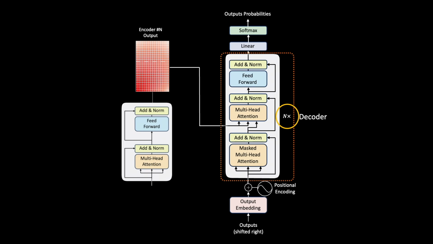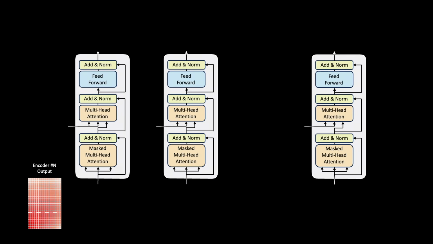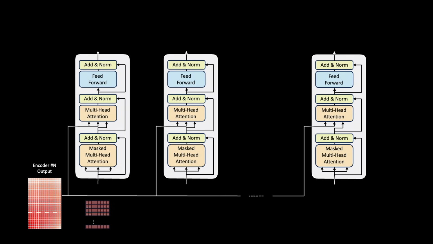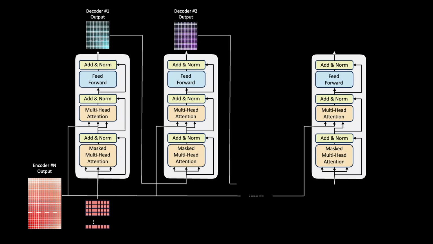Just like the encoder, the decoder consists of a stack of n blocks. Each block in the stack receives the original encoder outputs to perform cross-attention, slowly refining the representation until it is ready for the final prediction.